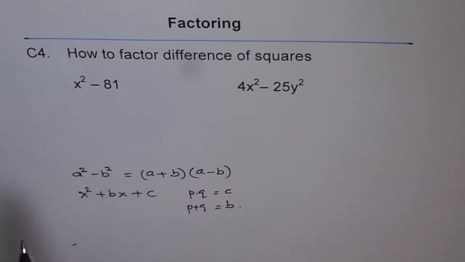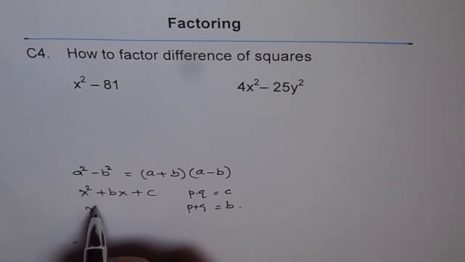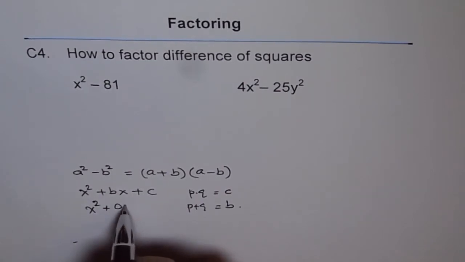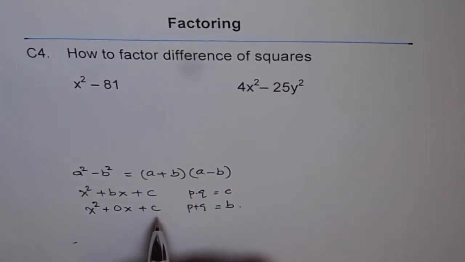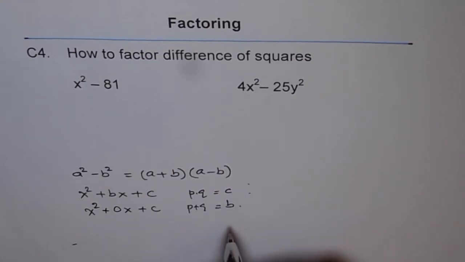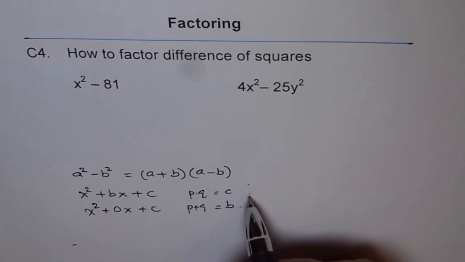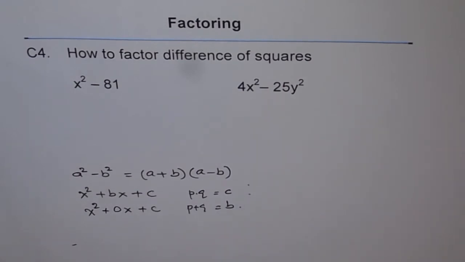and the sum of p and q should be equal to b. If we have a difference of squares kind of a thing, then that means b is 0, correct? So b has to be 0 in that case. So we have an expression like x square plus 0x plus c, correct? So that means the sum of these two numbers should be 0. That means if one number is 3, the other should be minus 3. Only then it will be 0, correct? So that is another strategy which can be used for factoring difference of squares, right?